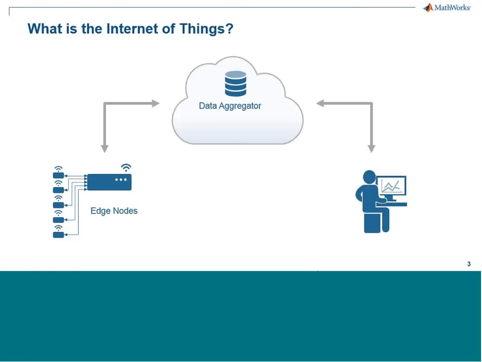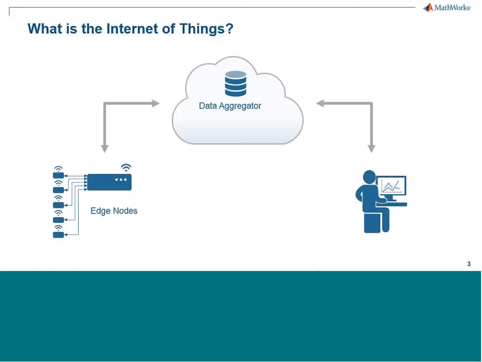One way to describe the Internet of Things is through the diagram you see here. On the left side of the diagram, we have what we call the edge nodes. So these are the devices and things that have the sensors connected to them that are measuring something from the outside world. So they could be measuring temperature, humidity, or a variety of different parameters.